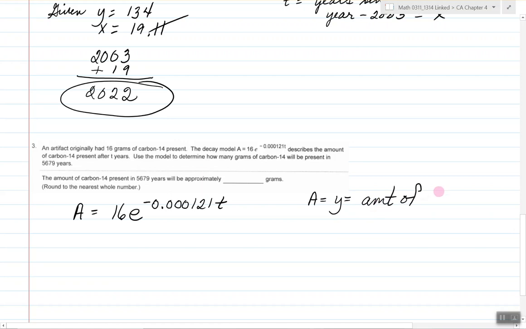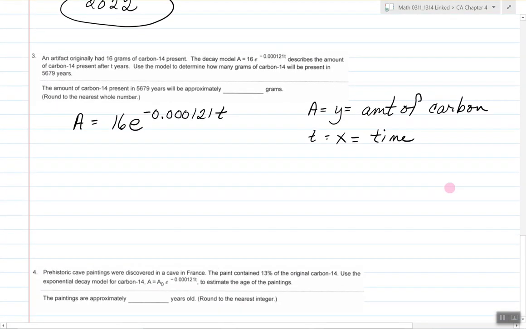This model describes the amount of carbon-14 present after T years. Use the model to determine how many grams of carbon-14 will be present in 5,679 years. Okay, so Y is the amount of carbon. T, which I will call X, is the time since the radioactive substance existed. All right, and when a radioactive substance exists, it decays into this carbon. So I have Y is equal to 16e to the negative 0.000121x, and you are given x is 5679.